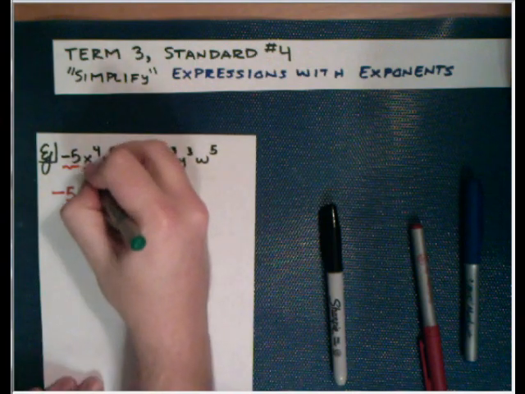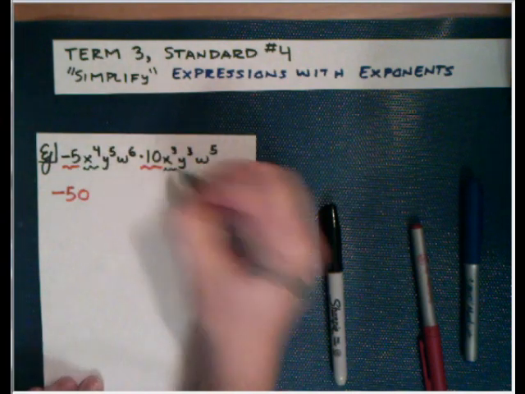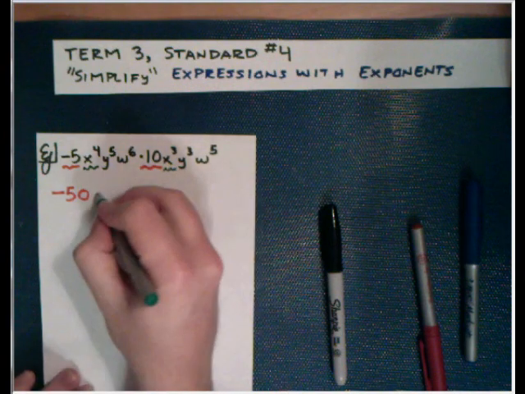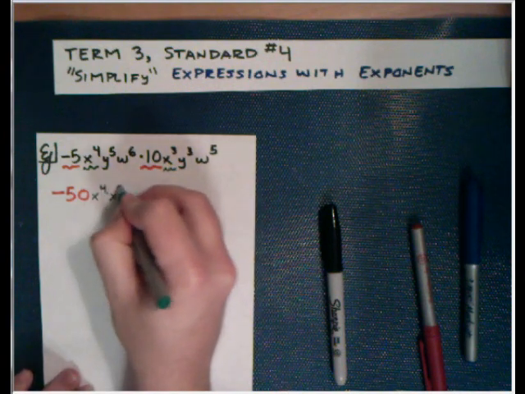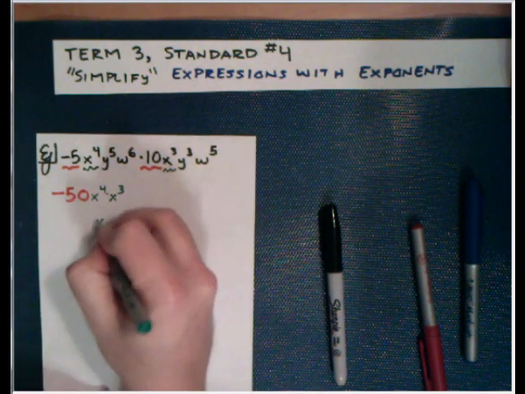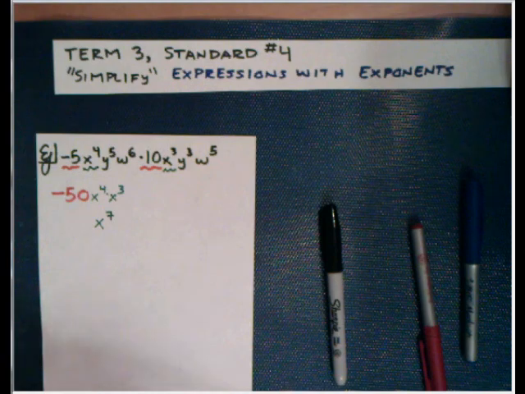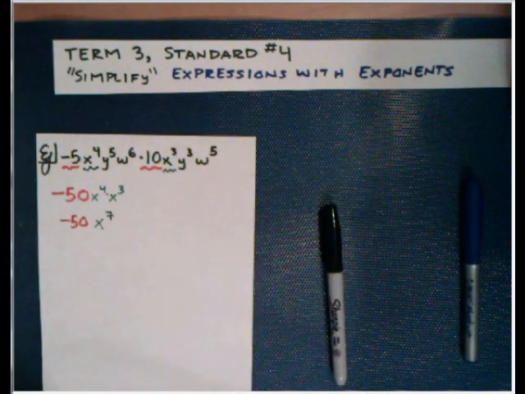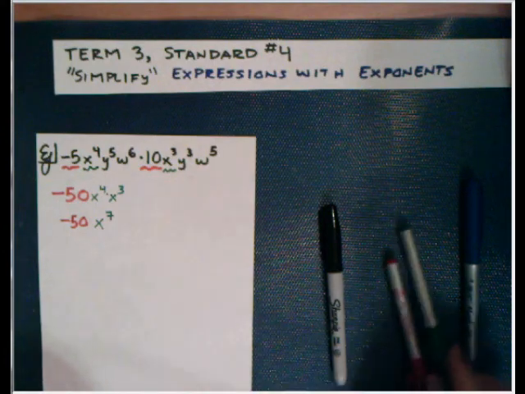Second, let's look at the x's. So we've got x to the 4th times x to the 3rd. Let's just go ahead and simplify it that way. X to the 4th times x to the 3rd is going to give me x to the 7th. So let me go ahead and start a second line. I think this way is probably more helpful. Okay, so there's our second piece.